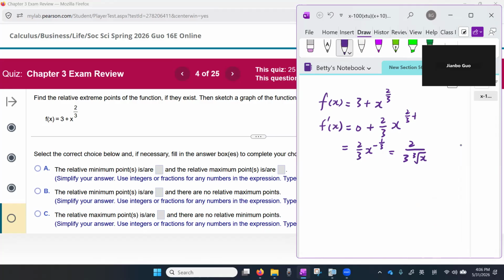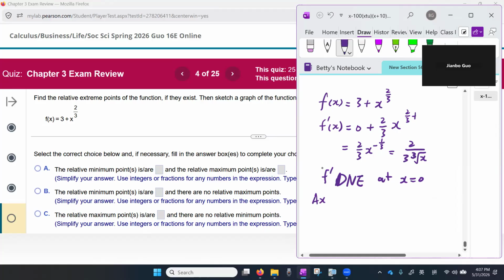So this first derivative cannot be 0, because the numerator is a constant. But since x appears in the denominator, as 3 times the cube root of x, f prime does not exist at 0. That makes 0 a critical value. So the function may have a relative extremum here.